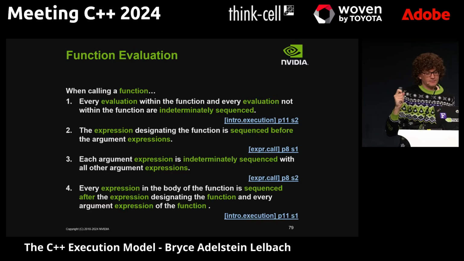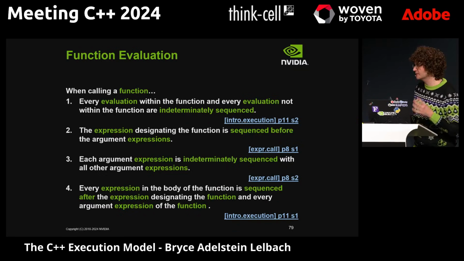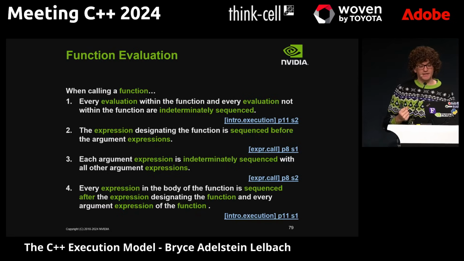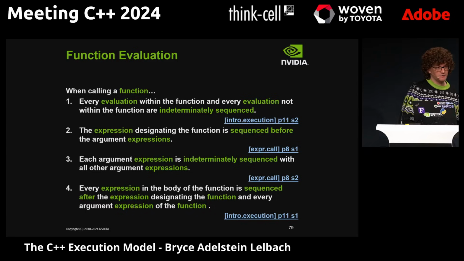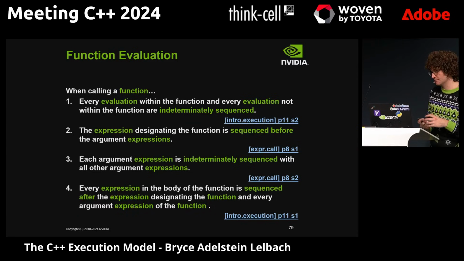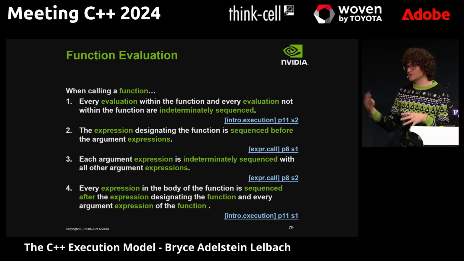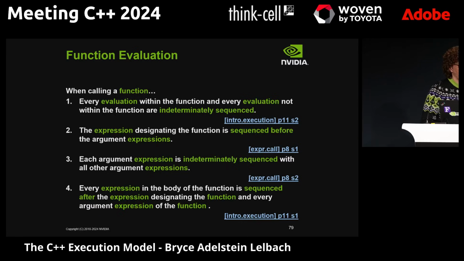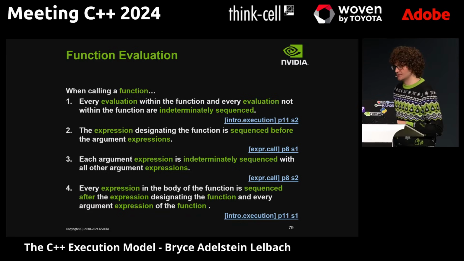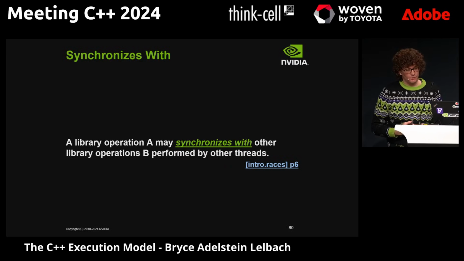So together, these 4 rules describe the sequencing of our function calls, which ultimately describes the sequencing of our entire program, as we can think of our program as just being a collection of function call evaluations, starting with the evaluation of the main function. So now we've established how things are ordered within a thread. And now we have to talk about how operations are ordered across threads. And that is with synchronizes with.